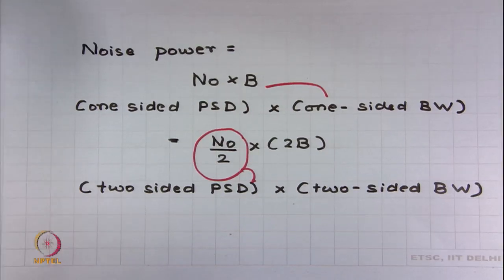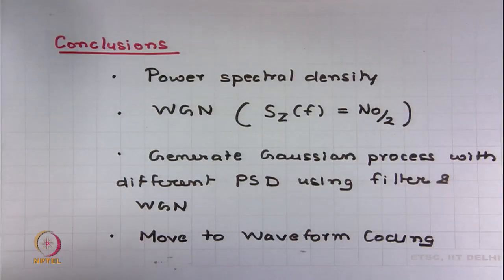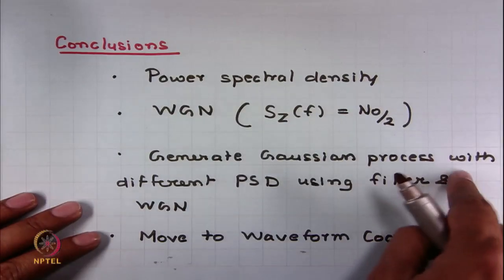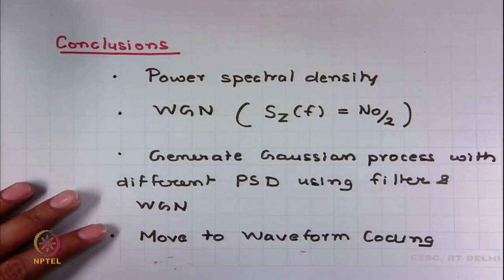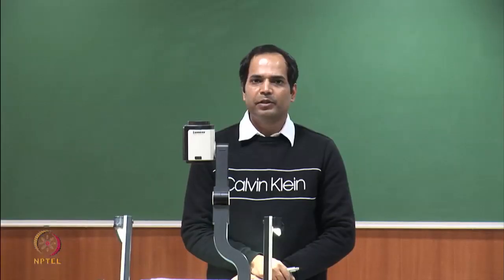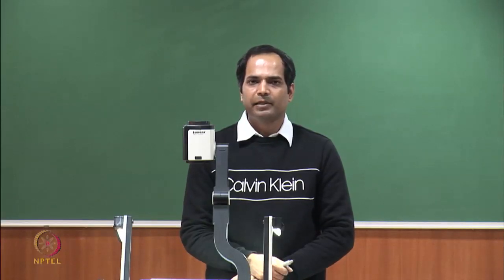So, finally, we have come to the conclusions of today's lecture. Today we have learnt about the power spectral density, and we have defined what white Gaussian noise is. We have also seen that you can generate a Gaussian process with different power spectral densities using a filter and white Gaussian noise. From the next lecture, we will be moving towards the domain of waveform coding, where we will see how you can convert these waveforms to a binary sequence.